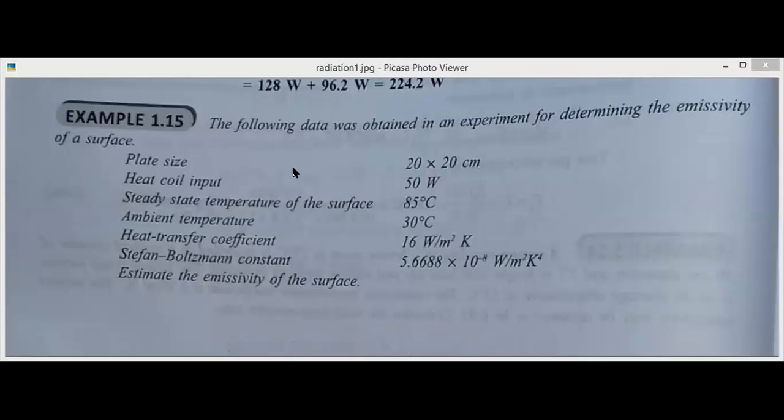Plate size 20 by 20 centimeter, heat coil input 50 watt, steady state surface temperature 85 degree, ambient fluid temperature 30 degree, heat transfer coefficient is 16 watt per meter square Kelvin. Stefan-Boltzmann constant is also given. Now go to the answer.